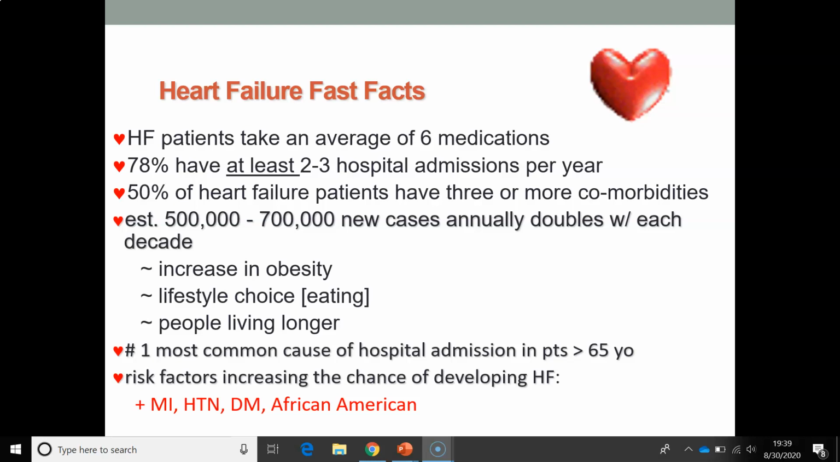Risk factors for increasing the chance of developing heart failure include history of an MI, hypertension, diabetes, being African American, but also the increased obesity, the lifestyle choices, and really just the fact that people are living longer also has caused the rate of heart failure to increase in the United States.